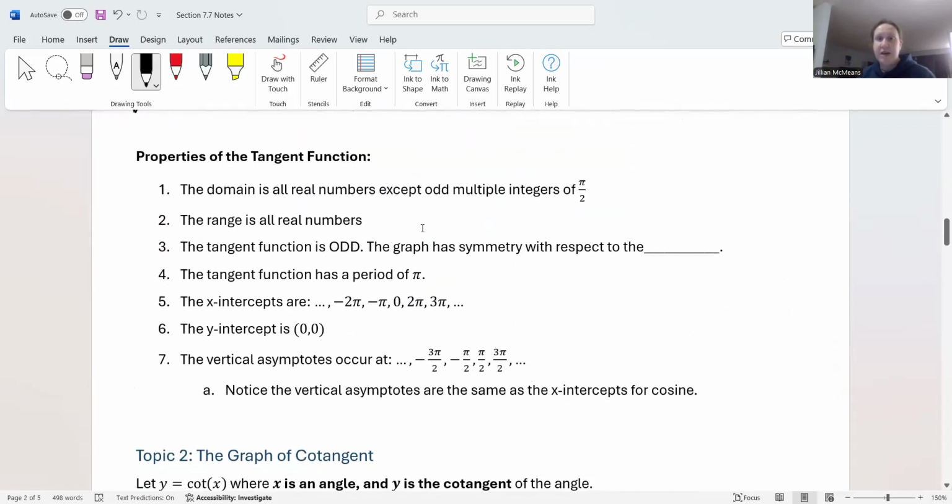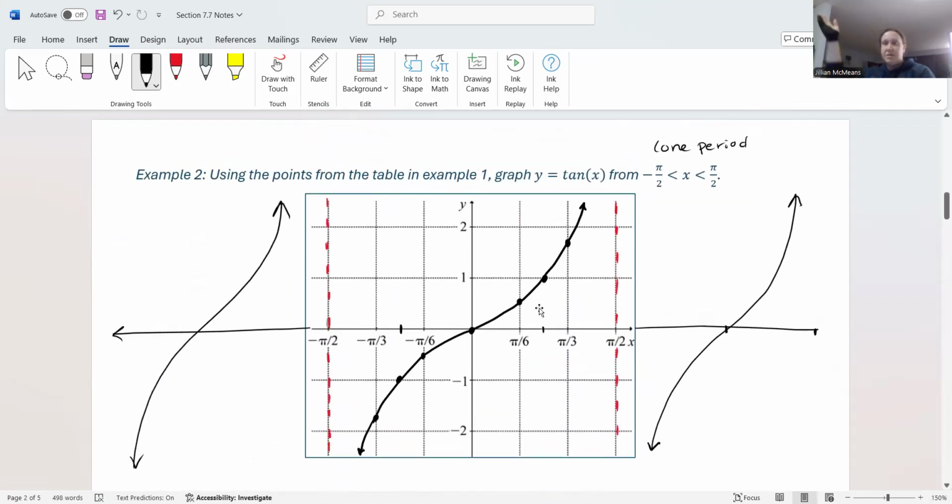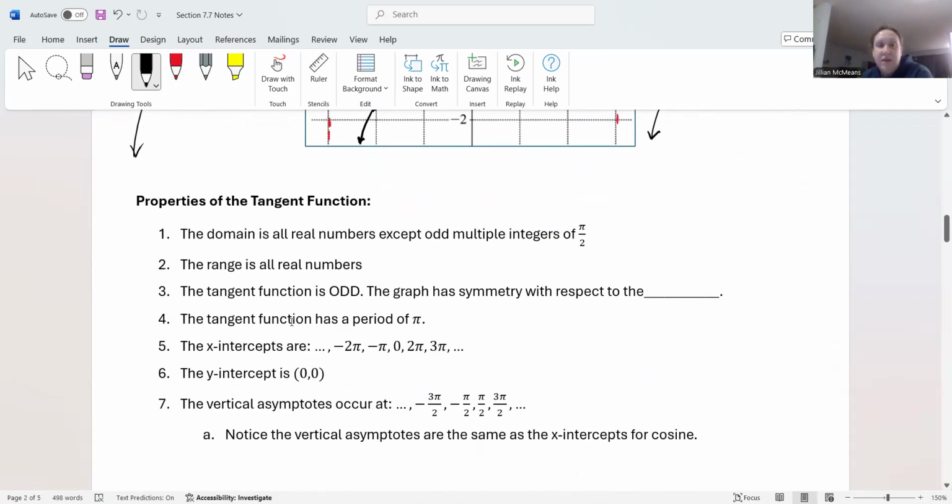Here are some properties of tangent that are really worth understanding. We know the domain is everything except odd integer multiples of pi over 2. We know how to write that now. The range is all real numbers. And remember I told you, when we were first learning about domain and range, it doesn't make sense until you see the graph. You can see now that as this graph does its little wiggle, it goes up forever and it goes down forever. So literally the range is everything. Tangent is odd, so that means it's symmetric with respect to the origin. We know the period of tangent is pi, so every pi radians you repeat.